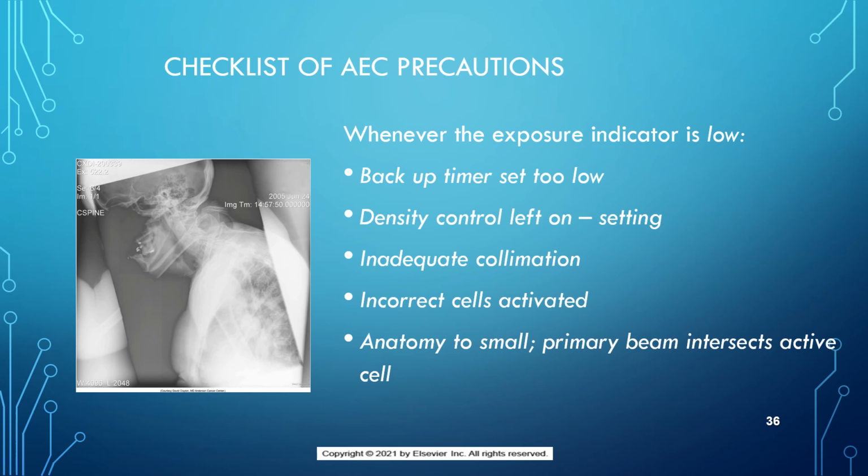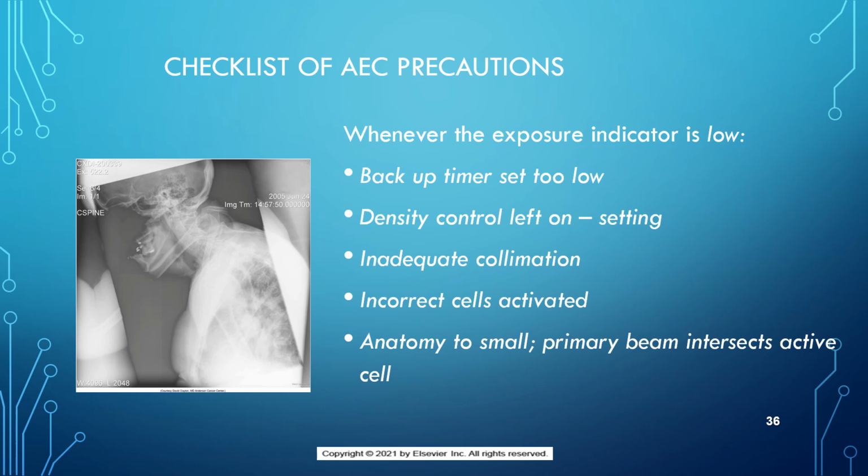Incorrect cells activated. I mentioned that previously. Your exposure for your lateral chest, now that's the most common one. Lateral chest x-ray, forgot to change to center cell. Man, that exposure was quick. Why does it look like a white silhouette on a black? Yeah, because the exposure terminated so quick you didn't penetrate any of the anatomy. Okay? Anatomy too small.